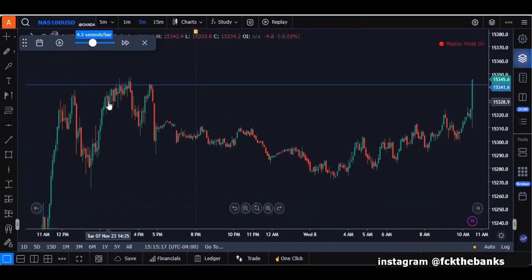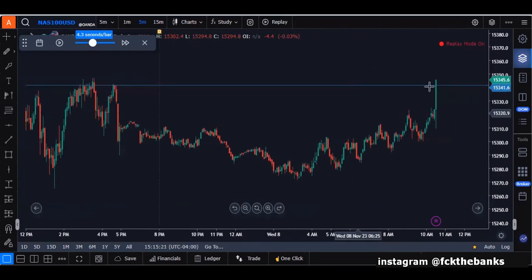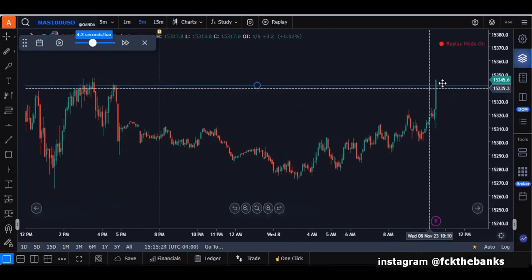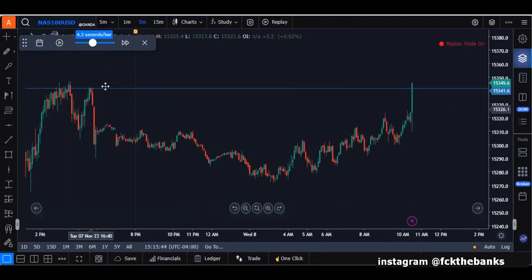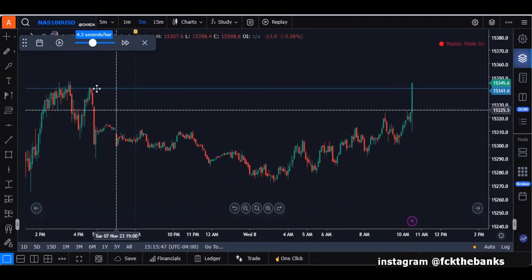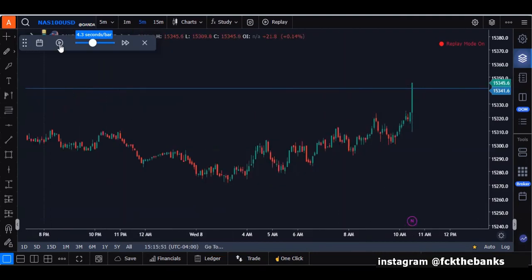All right, guys, so we are at the 5-minute chart. As you can see, this was a previous day high. As you know, usually price is going to go and seek these liquidity areas. So as you know, there's a ton of liquidity from other traders that are trying to trade the breakout. Okay, so let me just start forward.